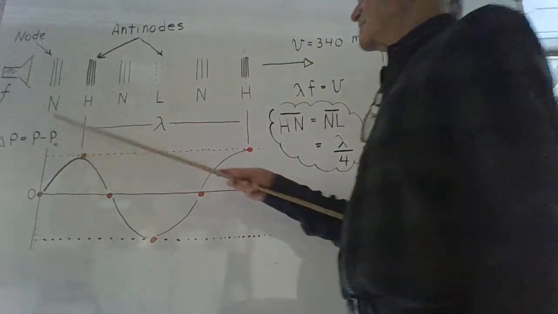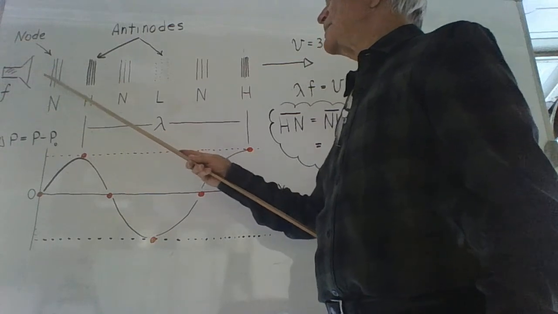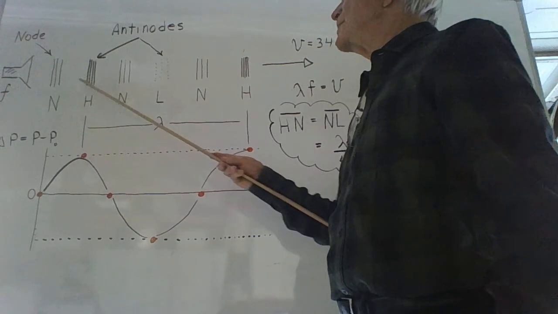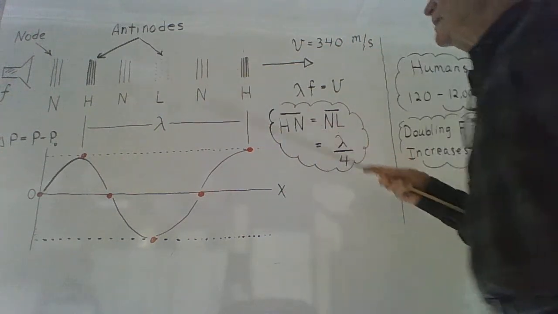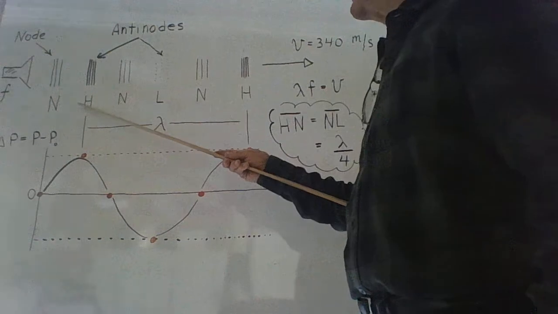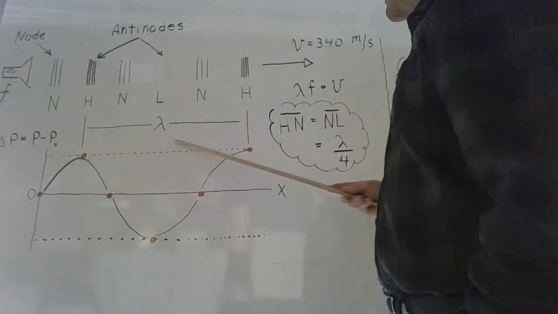You have regions of air in front of the speaker membrane that are at normal air pressure, higher than normal, normal, lower than normal, back to normal, then high. The distance between consecutive highs is called a wavelength.